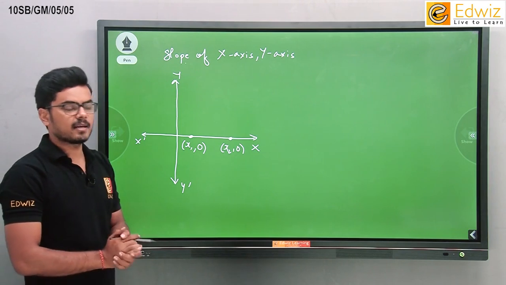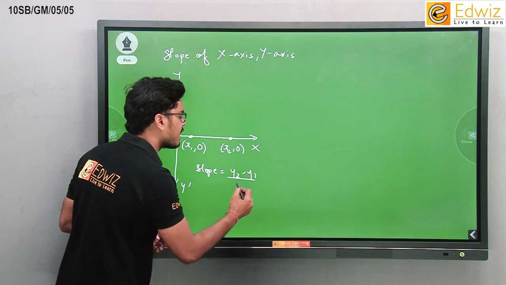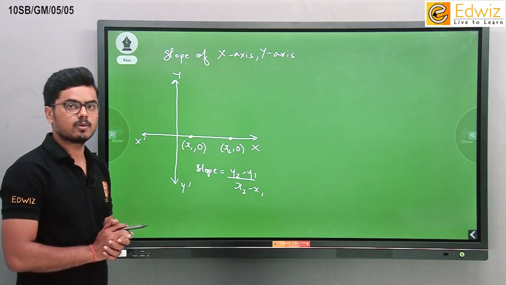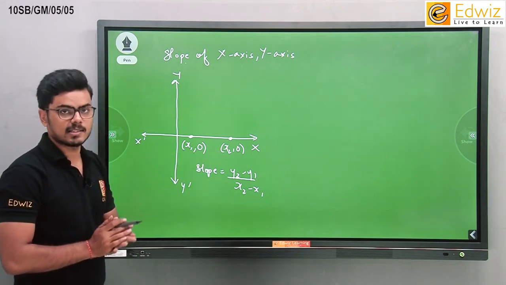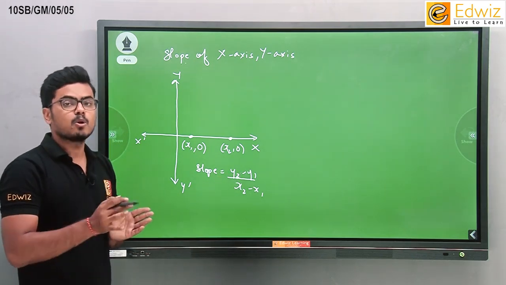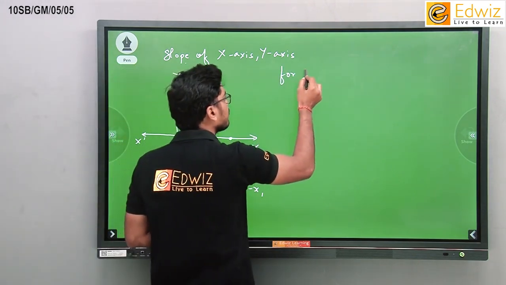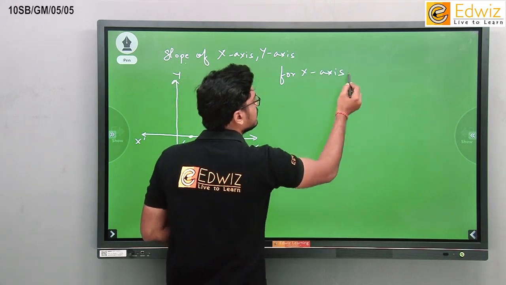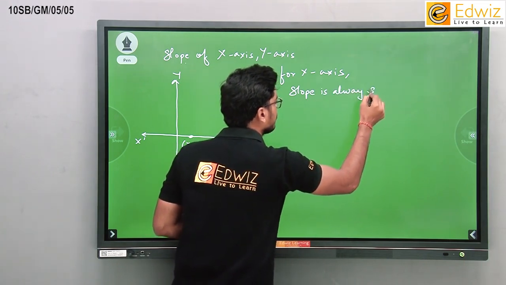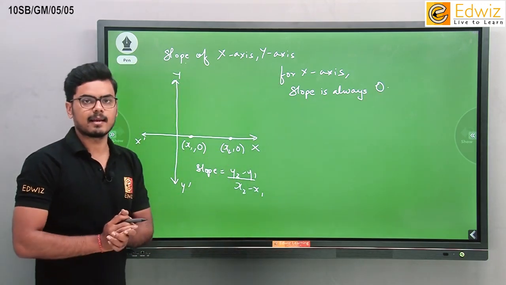Now if I want to find the slope, the formula is y2 minus y1 divided by x2 minus x1. So here y2 minus y1 is nothing but 0 minus 0. So whatever value comes in the denominator, the numerator will always be 0. That means if the line is the x-axis, the slope of that line is always equal to 0. Okay? For the x-axis, slope is always 0. Always 0.